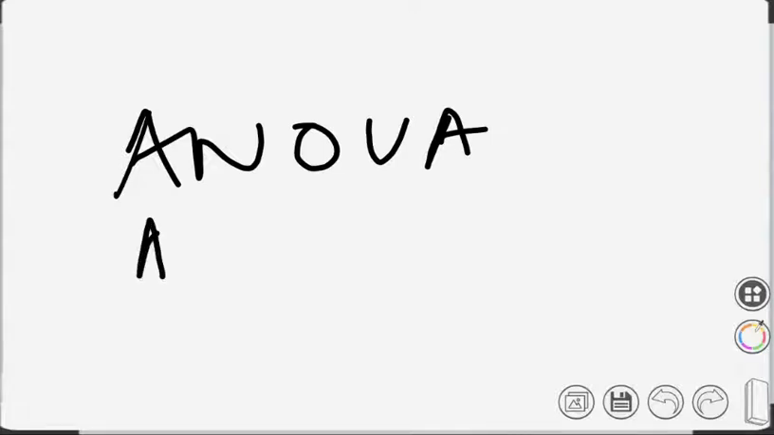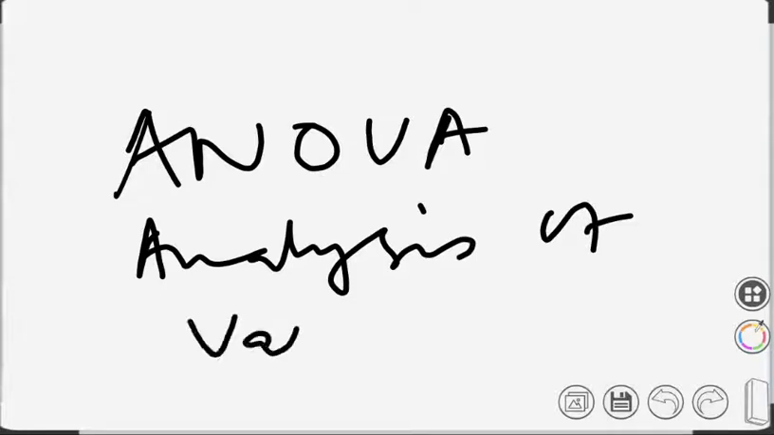ANOVA full form is analysis of variance. So this is the last topic that we'll be discussing on this particular class. So ANOVA, analysis of variance. So what does that mean?